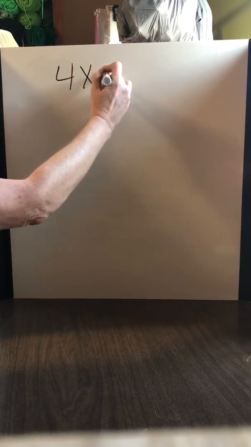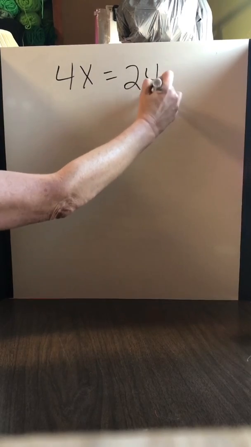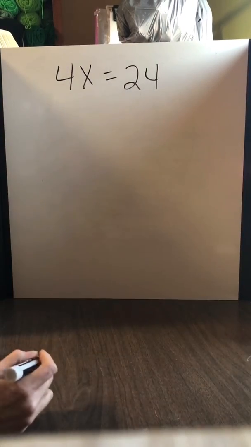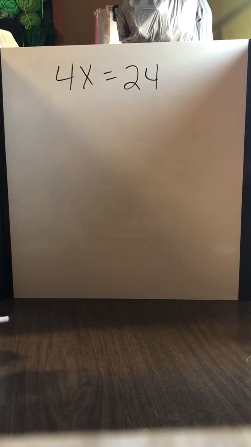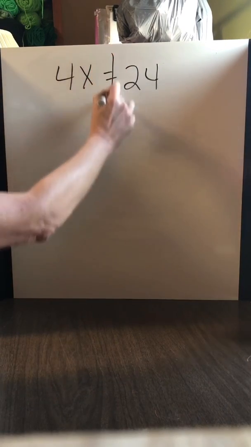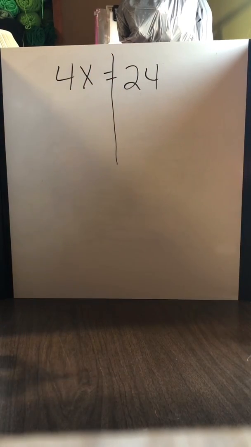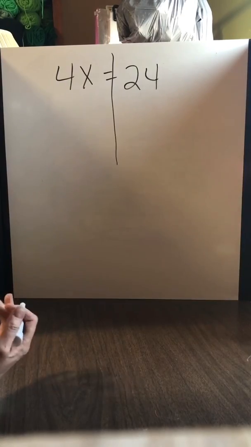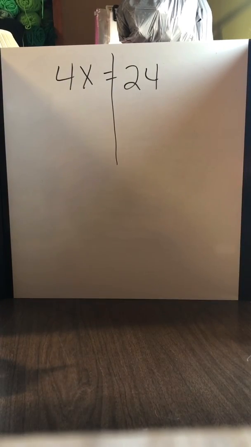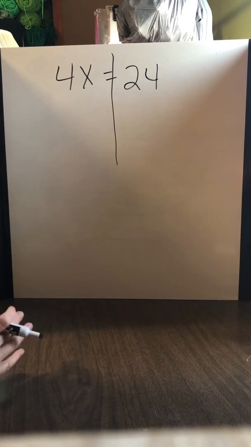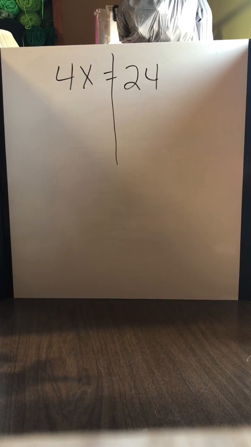4x equals 24. All right, so the first thing we always do is draw our line. And then we want to isolate x. And so to isolate x in this case, we want to look at what's on the same side as the x. In this case, it's a 4. And the 4 is right next to the x. And remember, when the number is right next to the variable, it means we are multiplying.